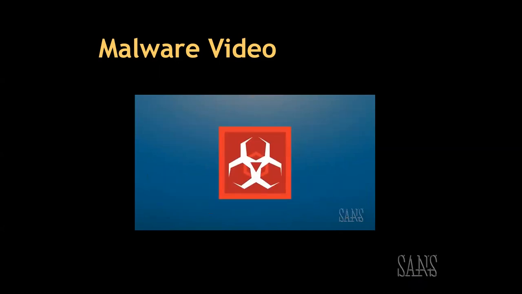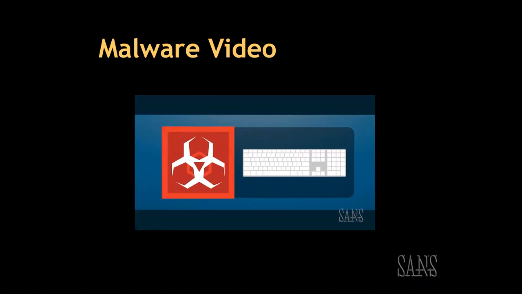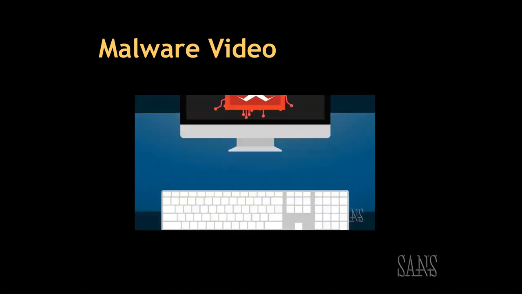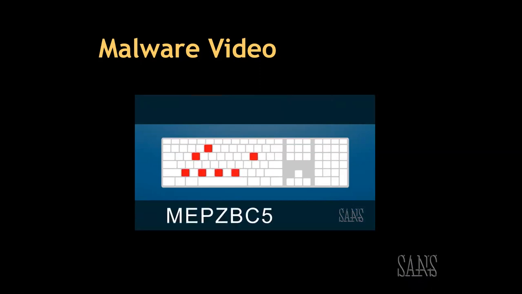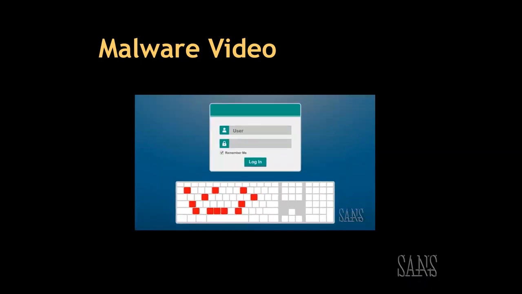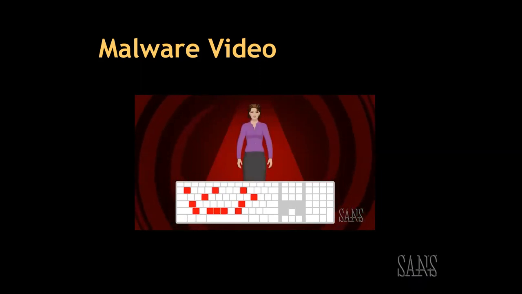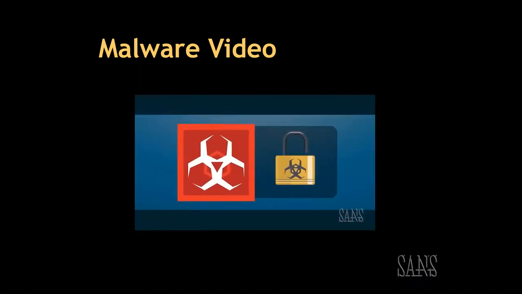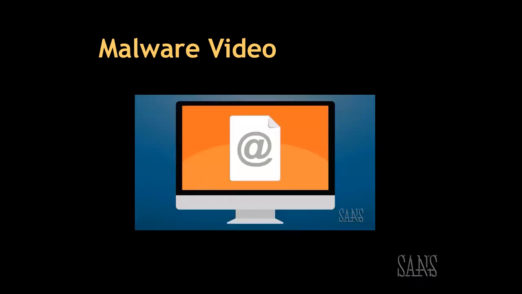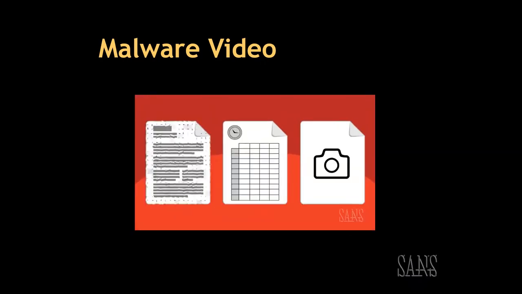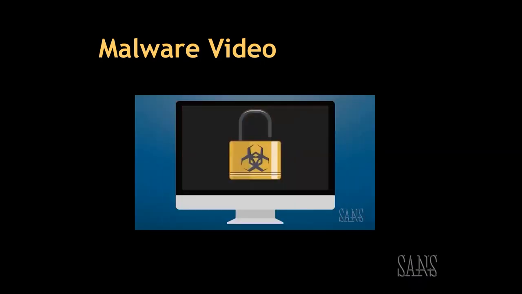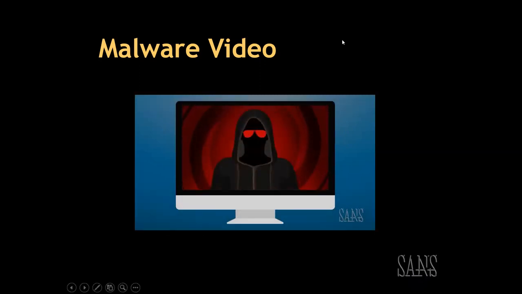For example, one type of common malware is called a keylogger. Once it infects your system, cyber attackers can use it to capture every keystroke you type, including your logins and passwords. Armed with that information, cyber attackers can then log into your accounts as you. Another example of malware is called ransomware. When ransomware infects your computer, it encrypts all of your files, including your documents, spreadsheets, and photos, locking you out and denying you access to them. The cyber attacker then demands you pay a ransom.